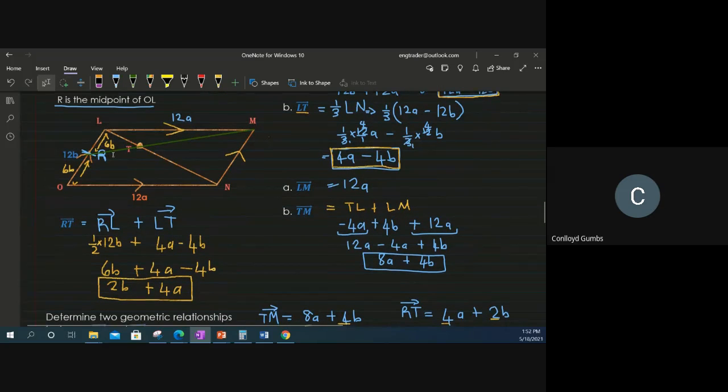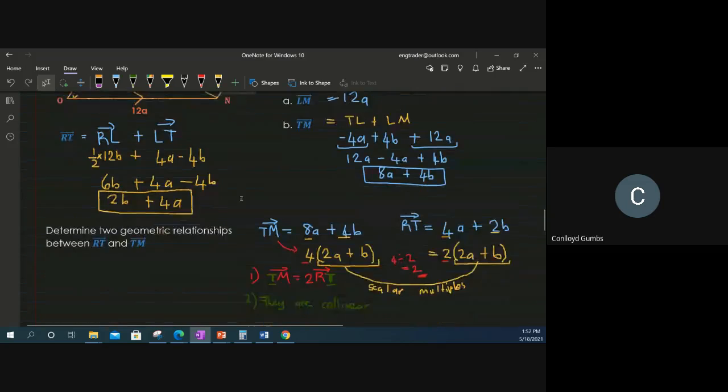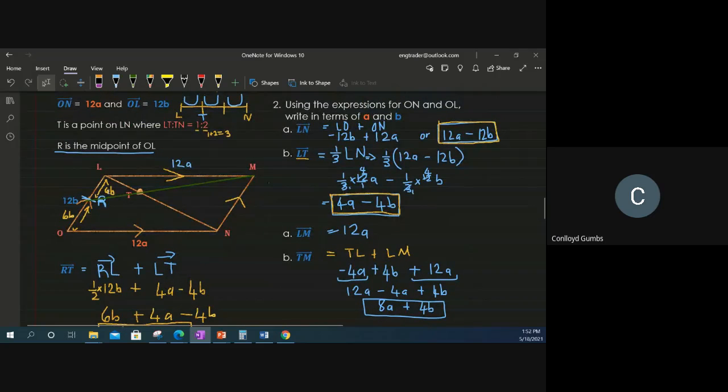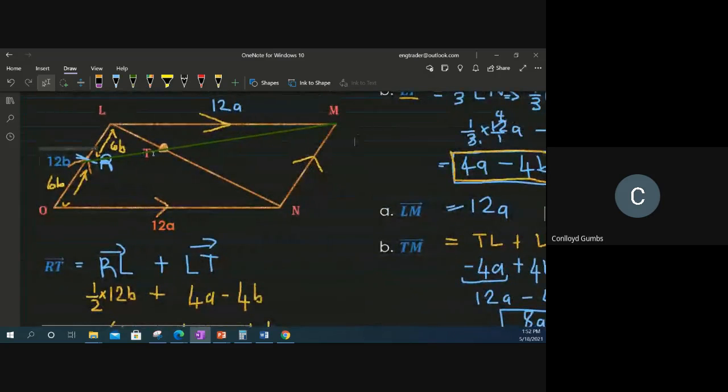Okay? And remember, we say that RT is twice the size of this. So basically from here to here, this could fit 2 times here. If I was to take this same length and double it, that could fit here twice. So that's our first statement. RT is twice the size of TM, and they are collinear. They share the point T. So you see that T to M and R to T, what point do they share? T. That's the point that they share. Make sense?